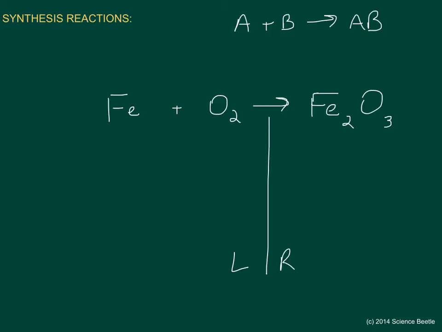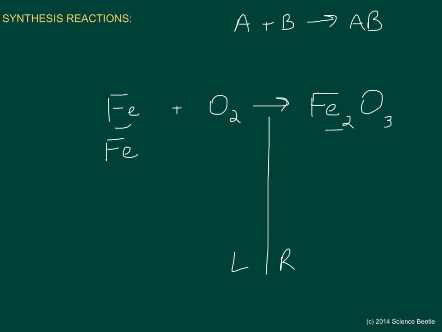And then I begin by looking at my iron on the left-hand side. Notice I only have one iron, and we can see that here. And on the right-hand side, notice I have two. So I would need to add another iron to my left-hand side, which I'm going to do now. Now I've got two irons on the left, two irons on the right. So then I can move to the next atom on the left, which is the oxygen. And I've got two oxygen atoms on the left. But on the right, I've got three.